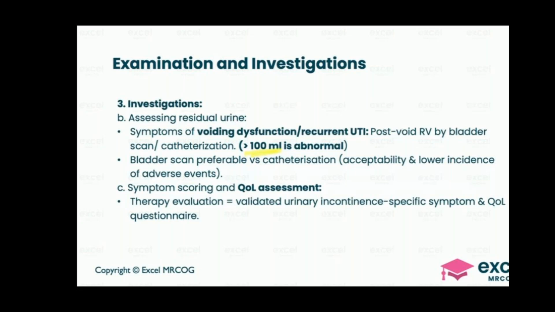And then the next thing that you do is residual volume. Not in all cases. It is done only when there is urinary voiding dysfunction or recurrent UTI. Also, what you need to do is symptom scoring and quality of life assessment, which is more important for MRCOG Part 3.